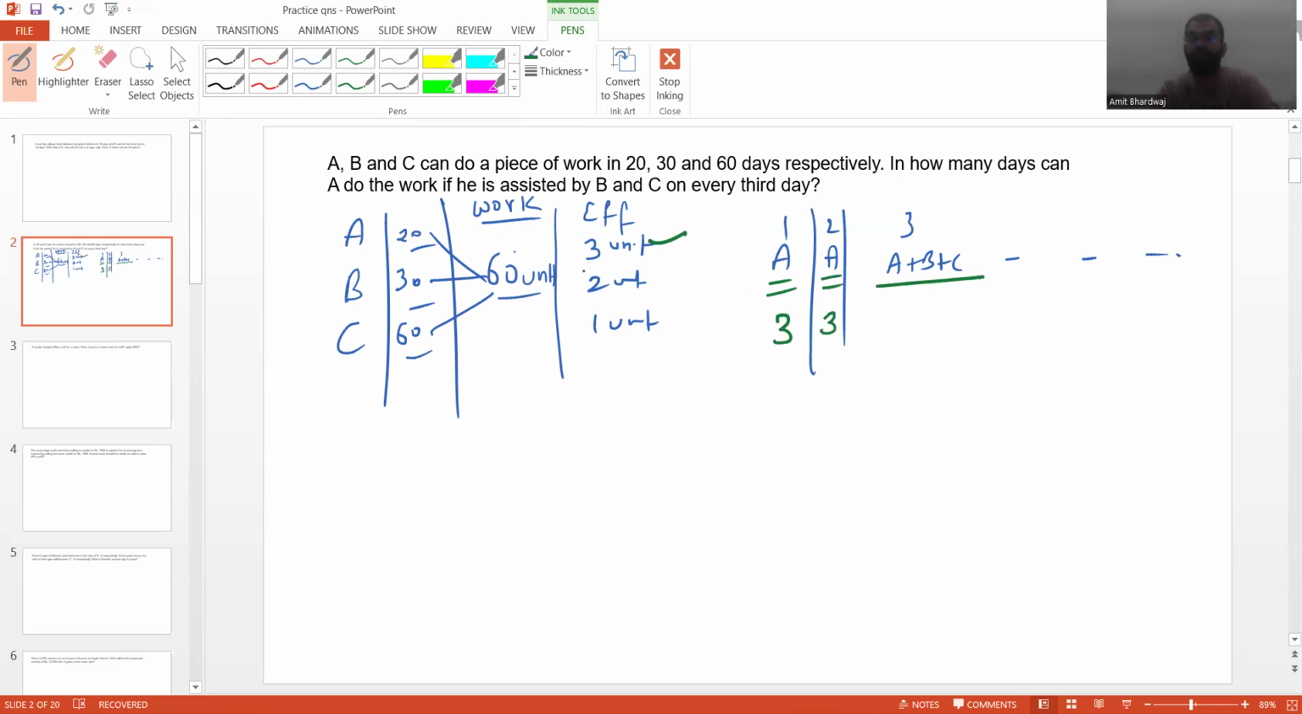Third day they all will come. So 3 to 5, 1, 6, 6 minutes, right? So this will repeat now. So in 3 days, in this way, the work will be completed how much? 3, 3, 6, 6, 6, 12, right? 12 unit. So in the next 3 days, again 12 unit will be completed.